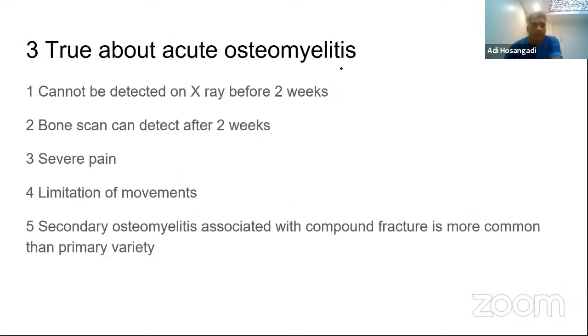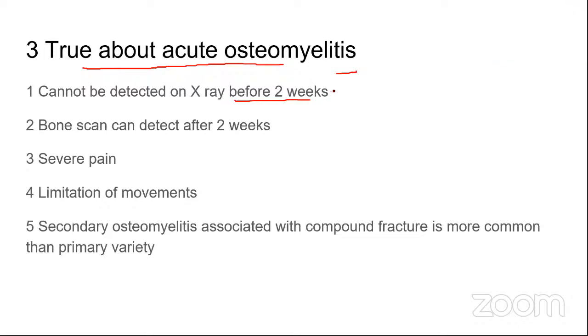Okay, one more important thing. True about acute osteomyelitis. There can be multiple answers. Please read carefully. Cannot be detected on X-ray before 2 weeks. Yes or no? Right or wrong? When there is only one choice, you can always rule out. But when there are multiple right answers like in the exam in PGI, you should read each of the choices very, very carefully. Cannot be detected on X-ray before 2 weeks.